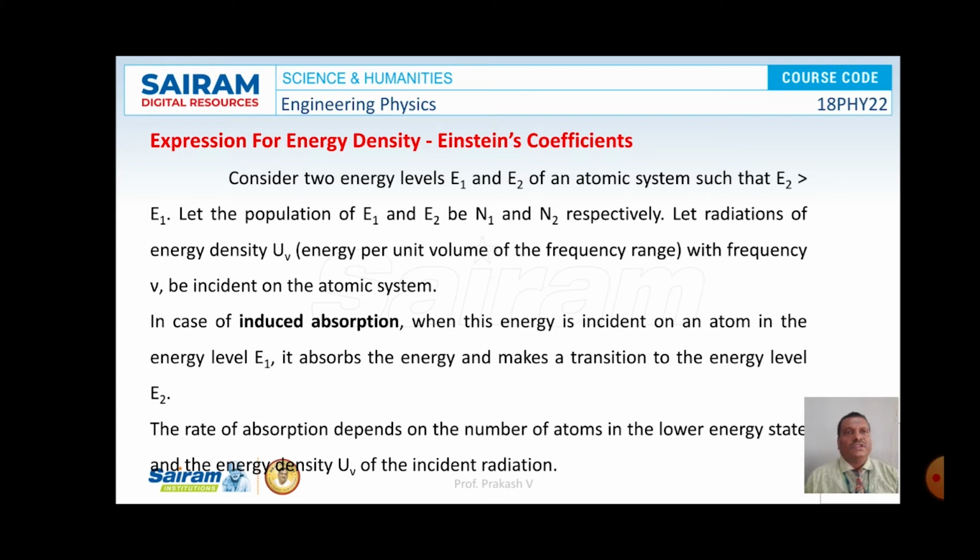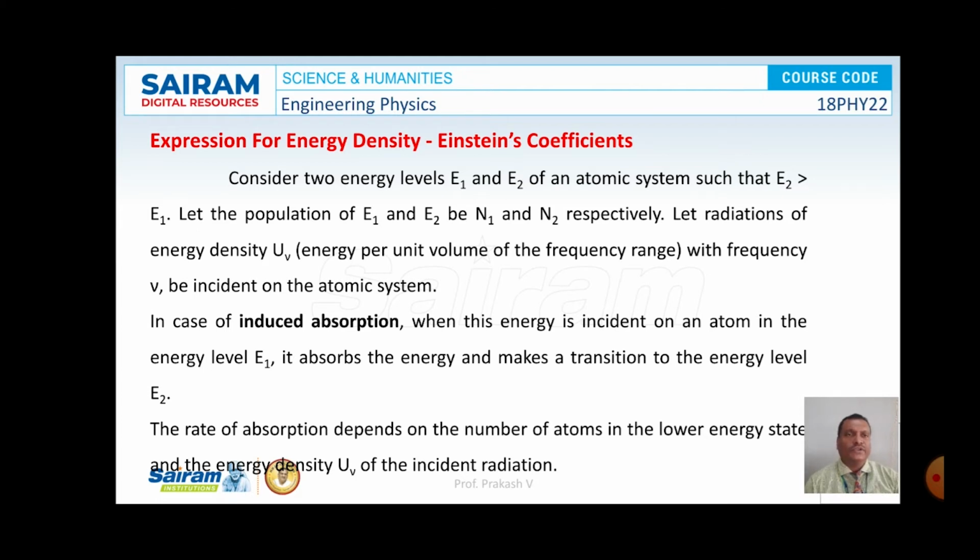It is observed that E2 is greater than E1, and the population of atoms at E1 and E2 will be N1 and N2. So N1 is the number of atoms present at E1 level and N2 is the number of atoms present at E2 level. Now let us consider a radiation of energy density U mu and of frequency mu incident on the atomic system. In case of induced absorption, the atom at the energy level E1 absorbs the energy of the incident photon and makes a transition to E2 level.